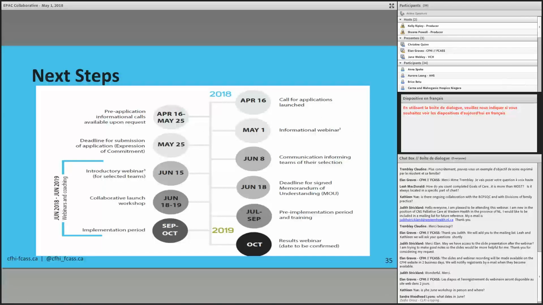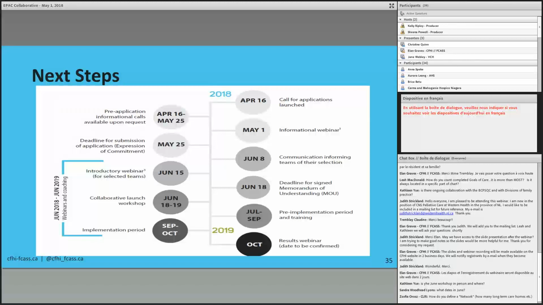And this slide is just the summary of the steps for the collaborative. So again, a reminder, applications are due on the 25th of May. Selected teams would be invited to an introductory webinar that we're going to try to plan in June, and then that in-person launch workshop, which will be held on June the 19th and the 20th. And that launch workshop will be open only to selected teams.